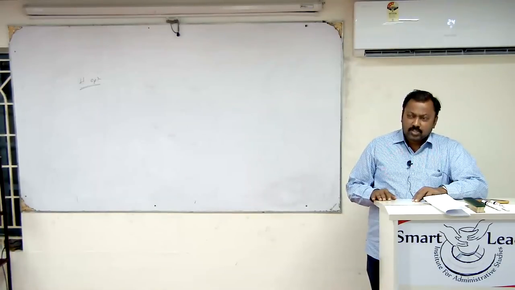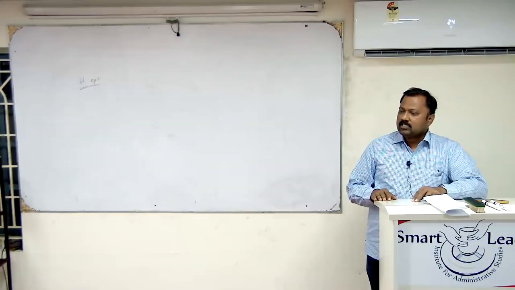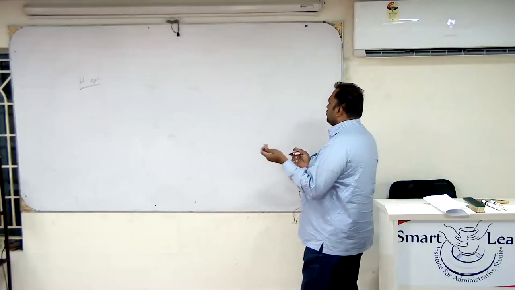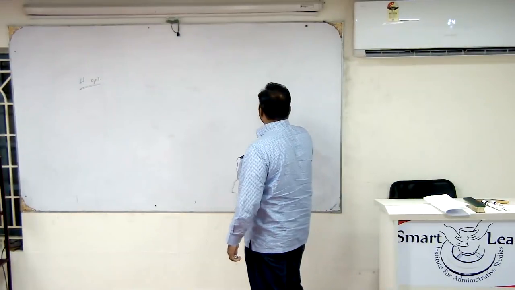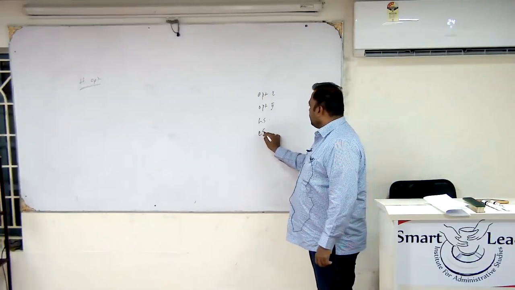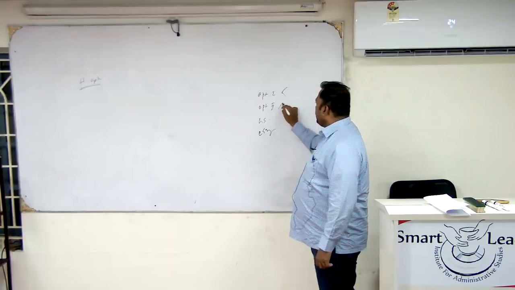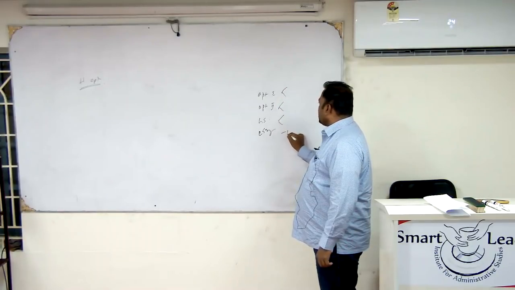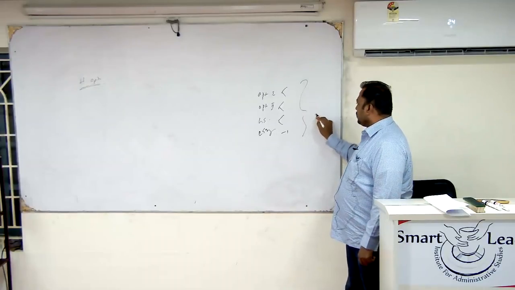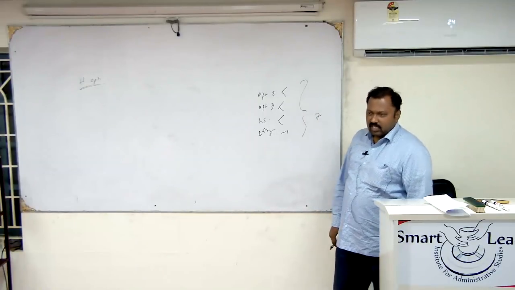See, in the past optionals played a very important role. Before 10 years we had two optionals and one GS paper each. Speaking of 10 years back, we had optional 1, optional 2, then general studies, then essay. Optional 1 two papers, optional 2 two papers, general studies two papers, essay one paper. Total how many papers? 7, correct. Today also we are having the same 7.